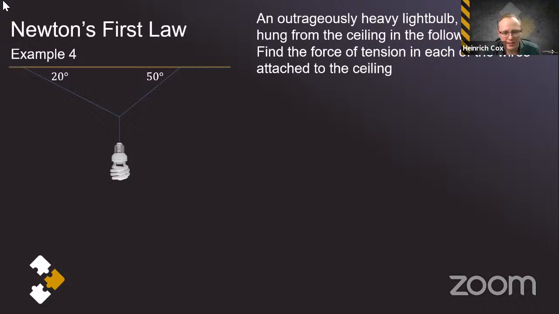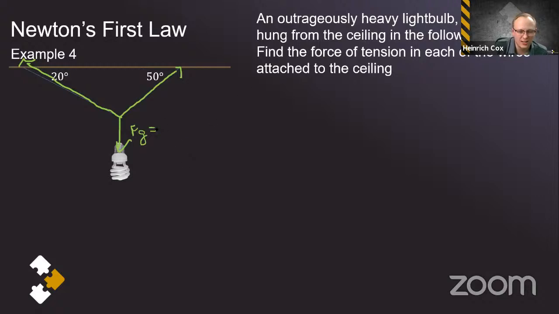So we've got an outrageously heavy light bulb of mass 2 kilograms that is hanging from a ceiling in the following manner. We've got to find the force of tension in each of the wires that are attached to the ceiling. Okay, so we've got these two wires and we've got to go now and find the tension forces. Okay, so here is one tension force going that way. Here's another tension force going that way, right? And then there's this force here going down, and that force is due to the mass of the light bulb. So we already know that that's Fg, right?